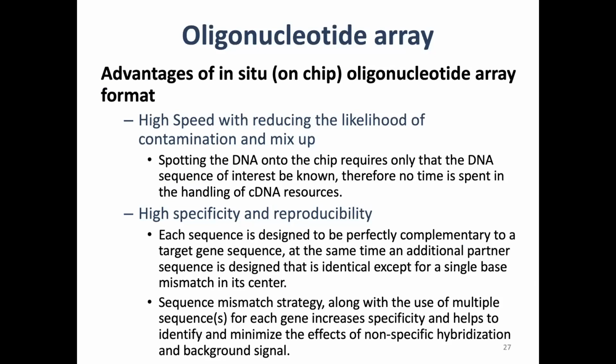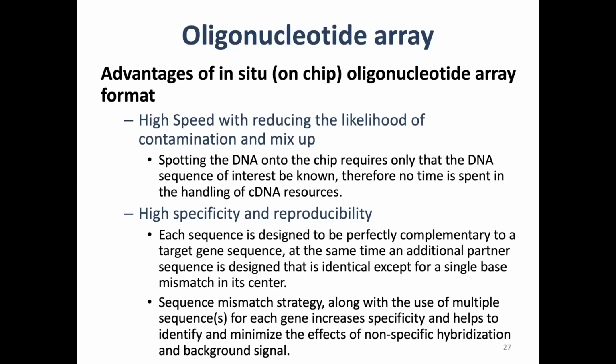Spotting of DNA onto the chip requires only that the DNA sequence of interest be known. Therefore, no time is spent in handling the cDNA resources. It has high specificity and reproducibility. Each sequence is designed to be perfectly complementary to a target gene sequence. At the same time, an additional partner sequence is designed that is identical except for a single base mismatch at its center. The sequence mismatch strategy, along with the use of multiple sequences for each gene, increases specificity and helps to identify and minimize the effects of non-specific hybridization and background signaling.